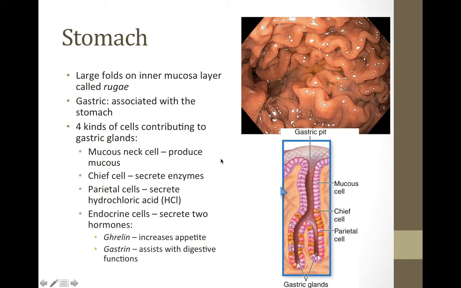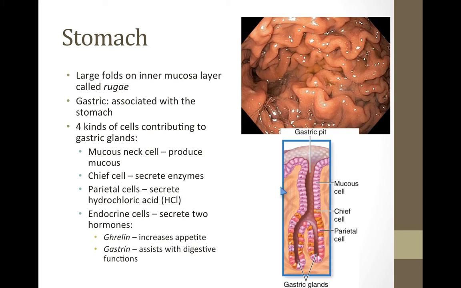There's 4 kinds of cells that secrete enzymes and different things into the lumen of your stomach, okay? The first is a mucous neck cell, and basically that secretes mucus, as you would assume. The second, you have a chief cell. This is going to secrete some digestive enzymes that we're not going to get into too much.